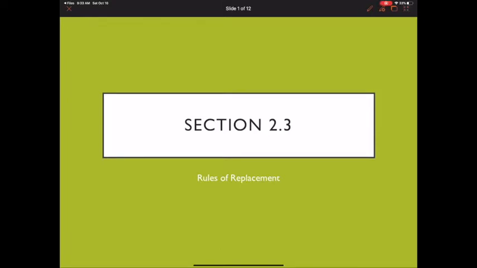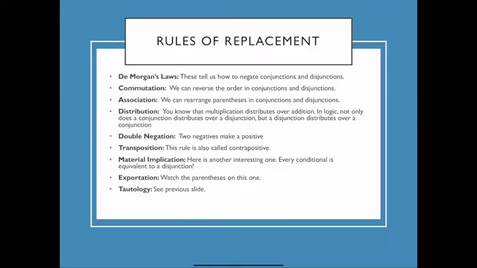Section 2.3, which is going to be the last section we cover in Chapter 2 for sake of time, is all about rules of replacement. So our last section was on the rules of inference, right? This allowed us to infer what was true. Rules of replacement allow us to replace certain things. So let's take a look.